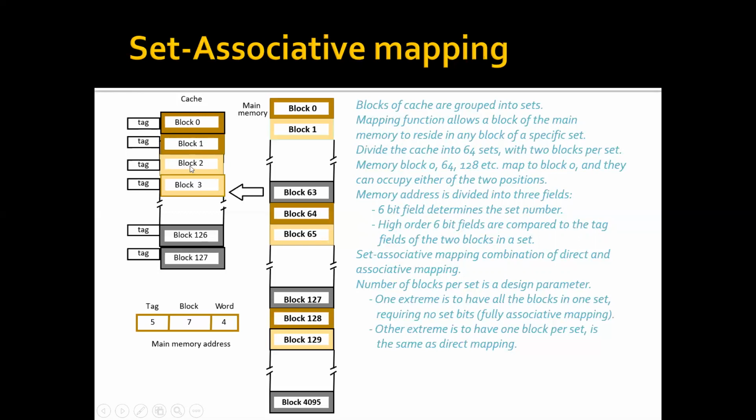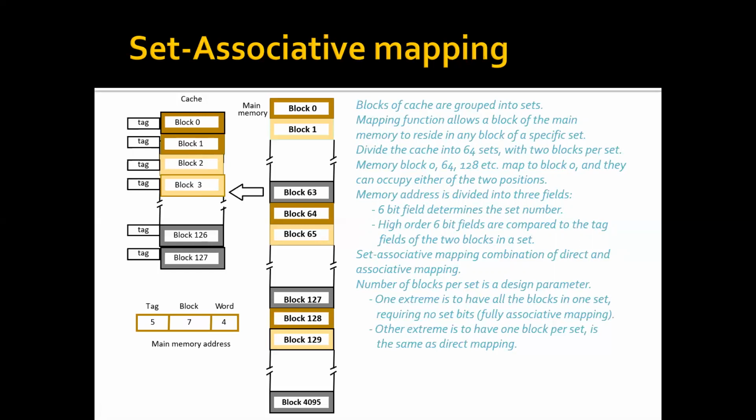2 blocks of cache, another 2 blocks of cache is another set. Like that we'll do. So if I make 2 blocks as one set, we say it is a 2-way set associative mapping. If you take 4 blocks as one set, we'll say 4-way set associative mapping.